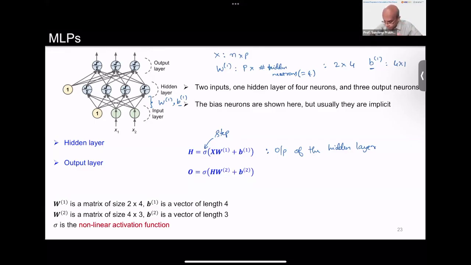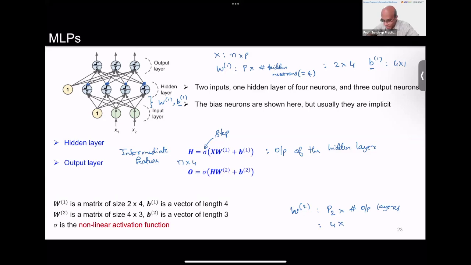Now, you get an intermediate feature. We had our initial feature matrix. There is an intermediate feature matrix, and this would be n times 4. For each example, I now transform these 2 features that we started with to 4 features. Those are the outputs that we get at each of these layers. Now I treat that as my new feature combined with W2, which is again, as before, the number of features at the hidden layer times the number of output neurons. So in this particular case, this will be 4 times 3. And similarly, B2 would be 3 times 1, the number of output neurons, right?